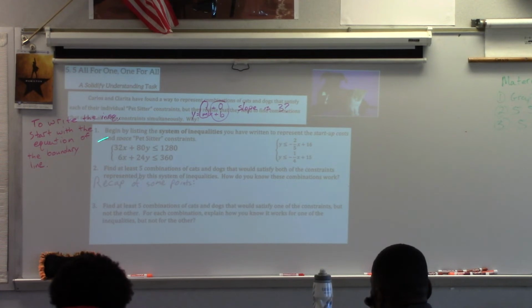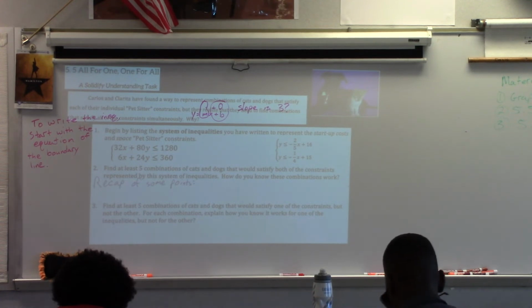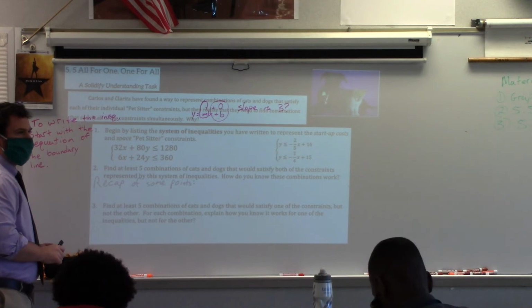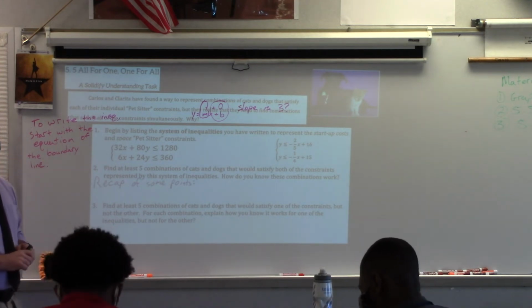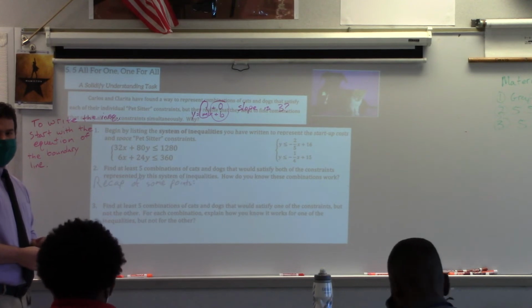Yesterday for number 1. What do you think this is over here? System of inequality. It's another system of inequalities. Why did I write this system of inequalities? Where did that come from? Graph. Graph of what? The line equation for both of the constraints.